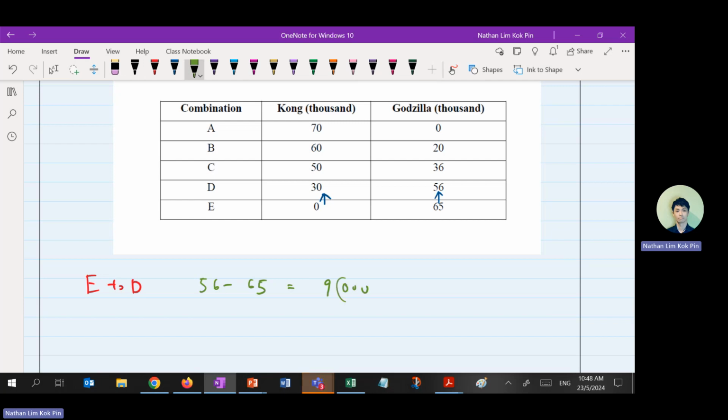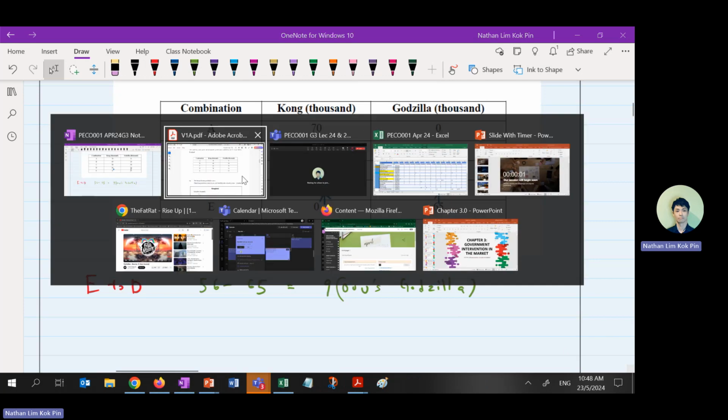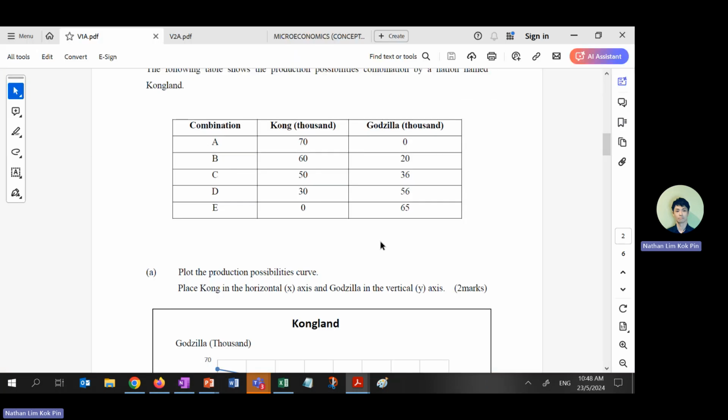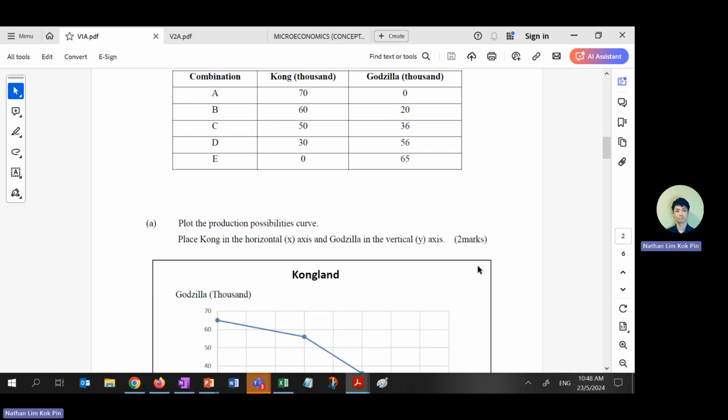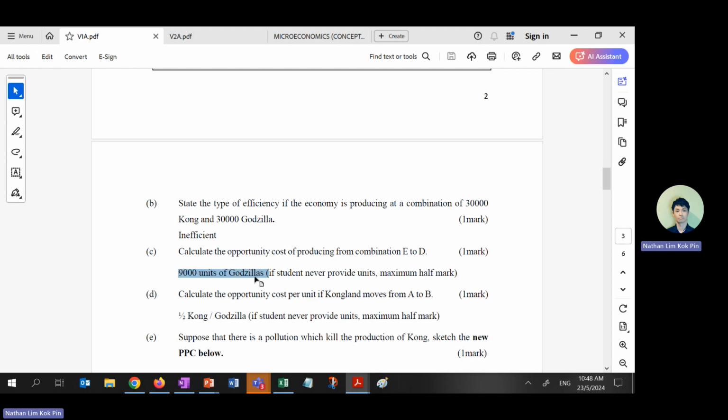If you want to put a bracket, you can put a bracket like that. Thousands of Godzilla. So if you never write Godzilla in the units, minus half mark. Never write thousands, minus half mark. Even if your value is correct, I still minus half. Okay, make sense? Because you only give me 9, I don't know how to differentiate between 9 and 9,000. Can you tell me, is there a difference between 9 and 9,000? If you don't believe, you give me 9,000 ringgit right now, I give you 9 ringgit, then you know the difference already. Okay, make sense? So no units, half mark each, depending on which unit you miss.